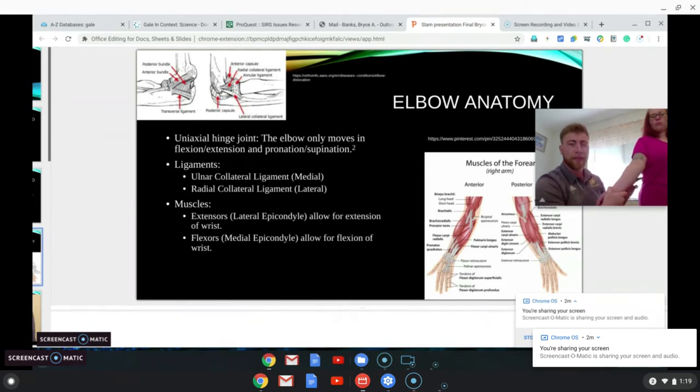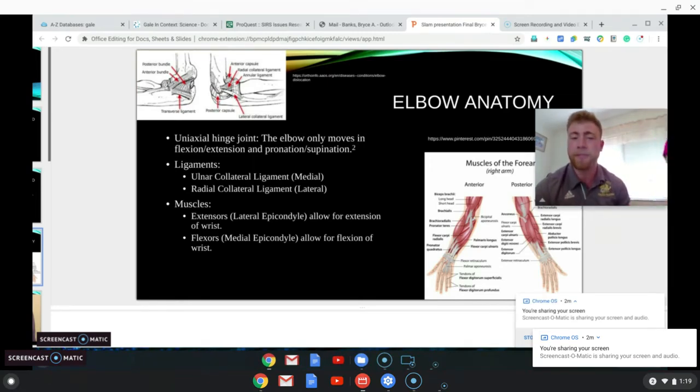Then you also have your flexor muscles, and then you also have your extensor muscles. Extensors are going to help with extension of the wrist, and flexors are going to help with flexion of the wrist. Anytime there's damage to these muscles, those types of movements can be impaired.